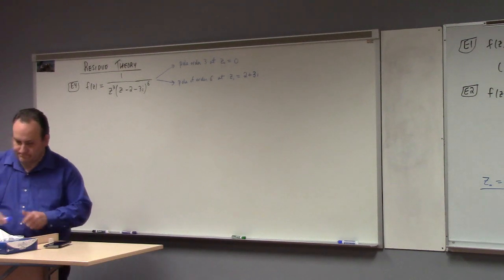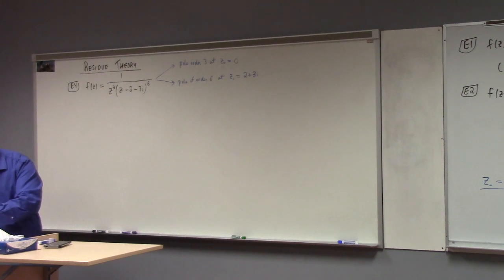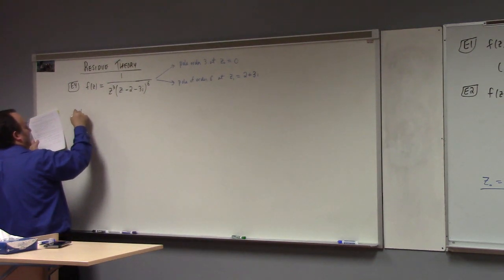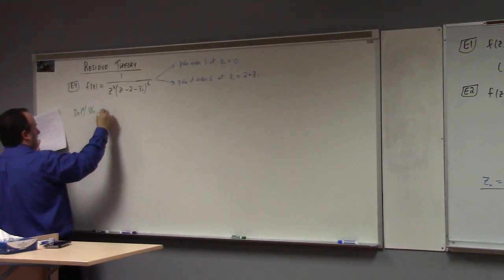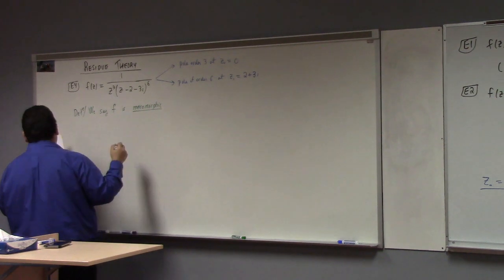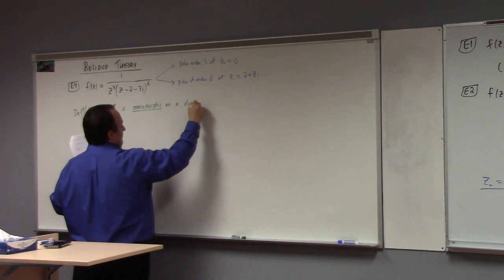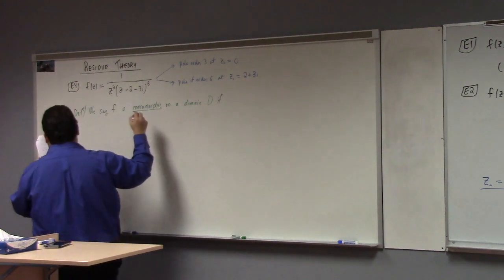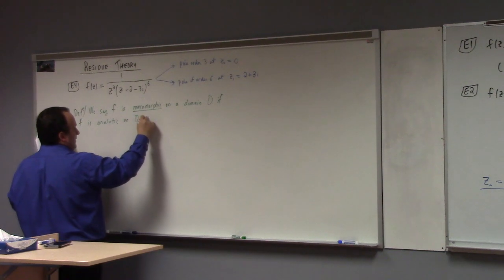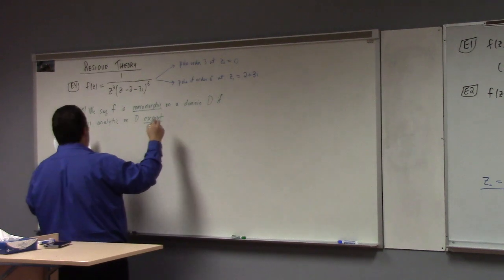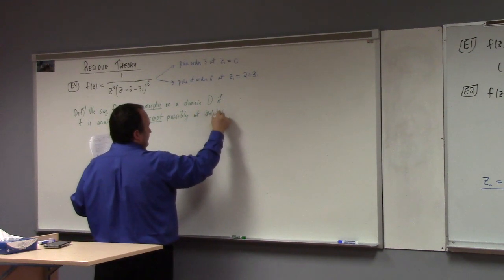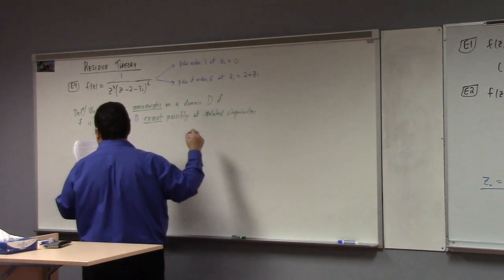Anyway, let me move on here. Definition. It's one of my favorite complex analysis words. We say f is meromorphic on a domain D if f is analytic on D except possibly at isolated singularities, each of which is a pole.